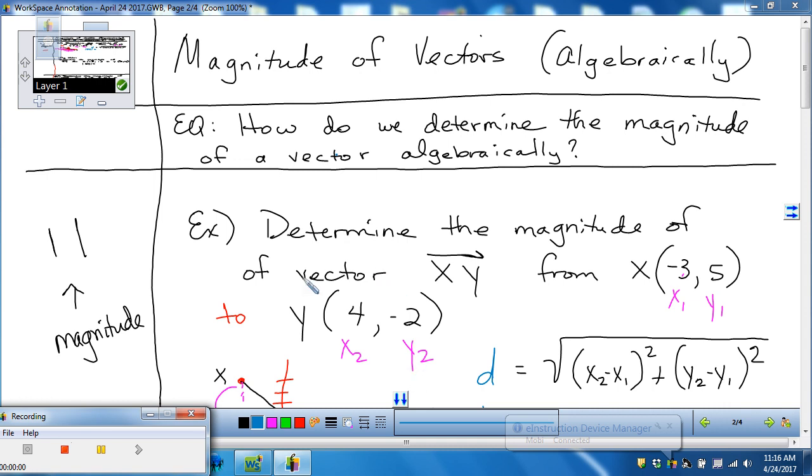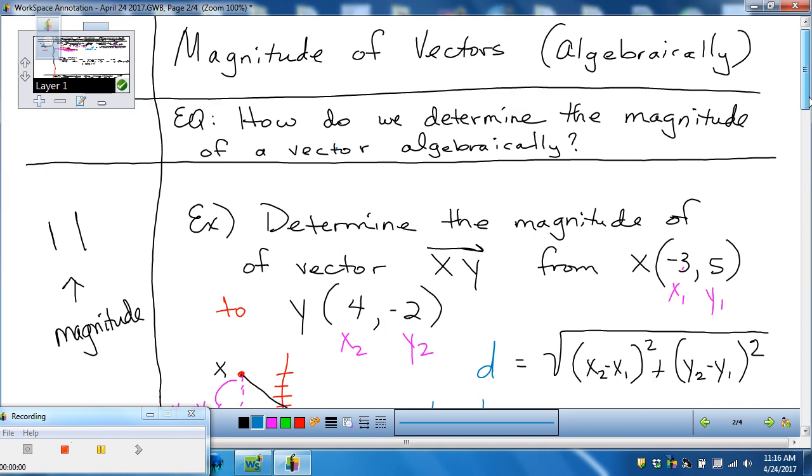Okay, here we are. These are notes over magnitude of vectors. We're going to solve them algebraically. So instead of using a ruler, we're going to use a formula. Our essential question is, how do we determine the magnitude of a vector algebraically? And so we're going to jump right into the first example.